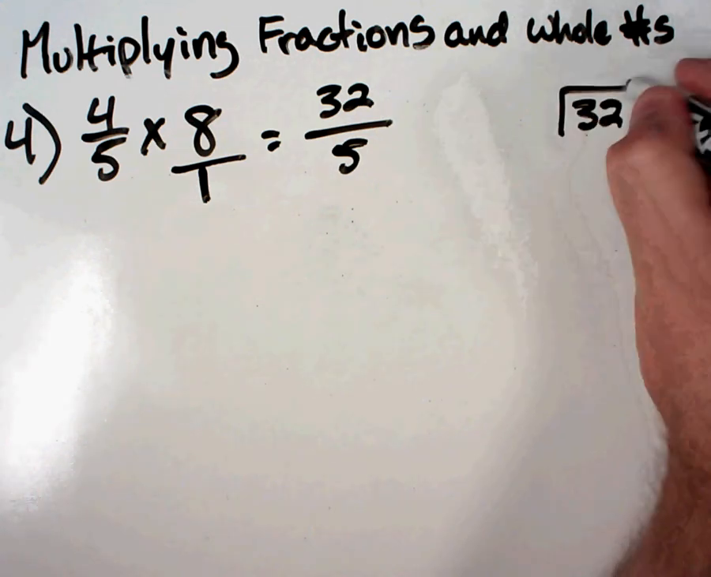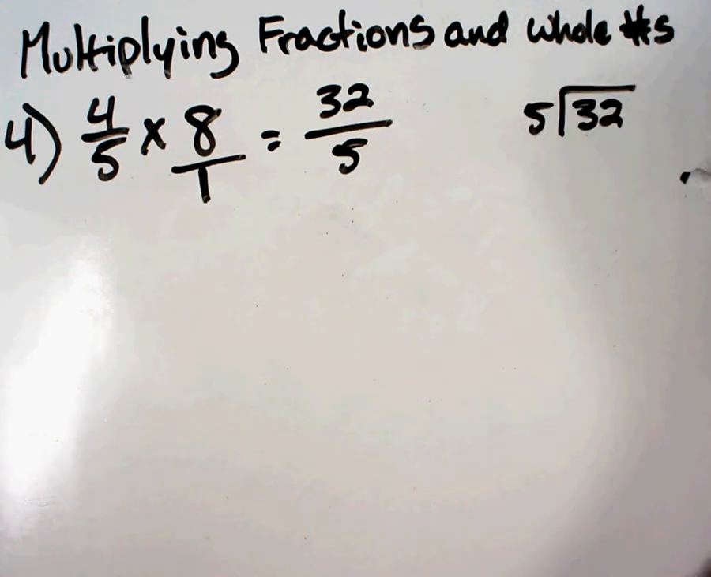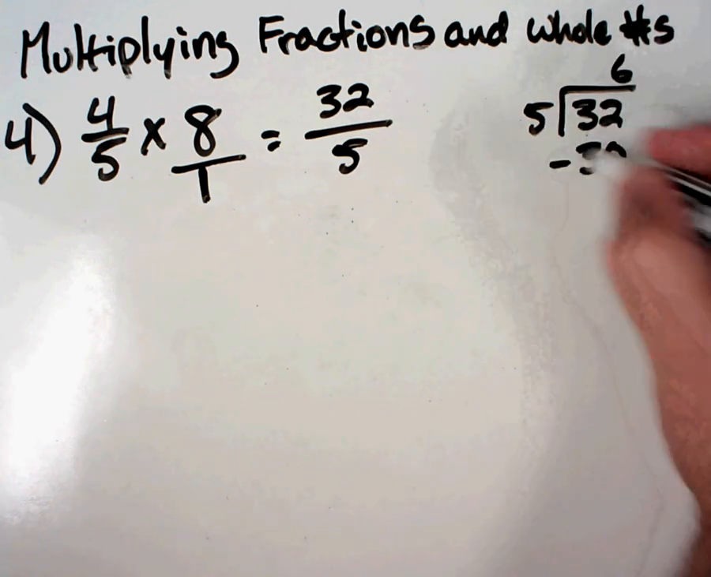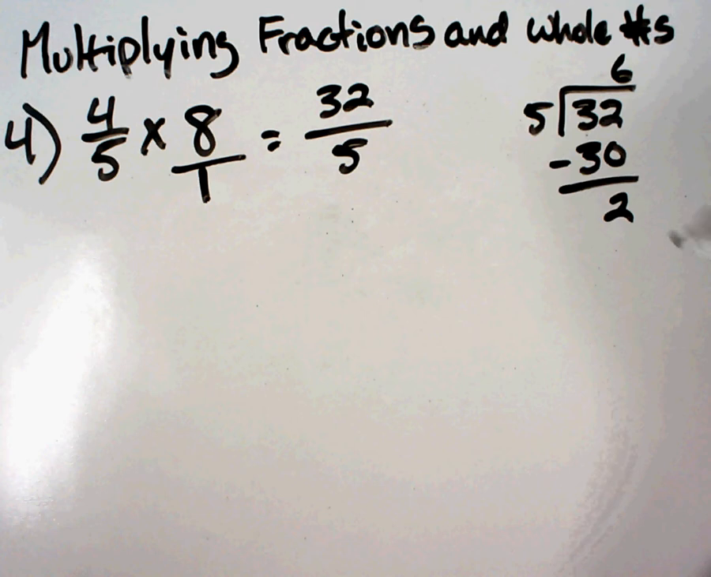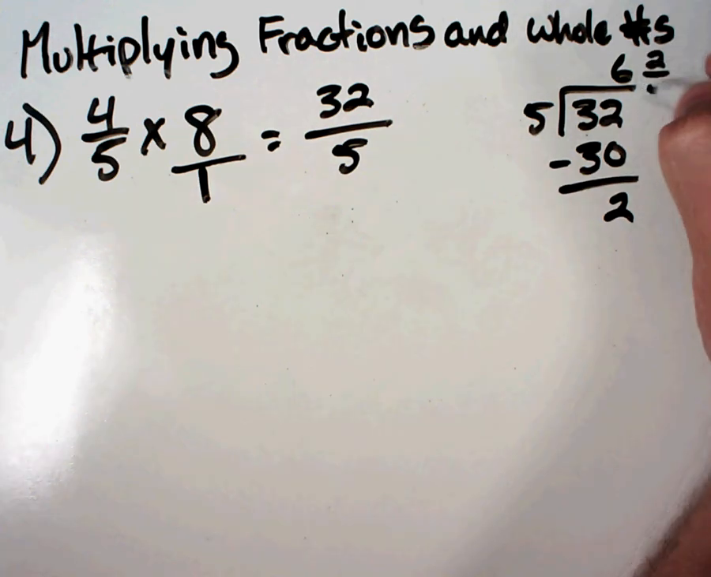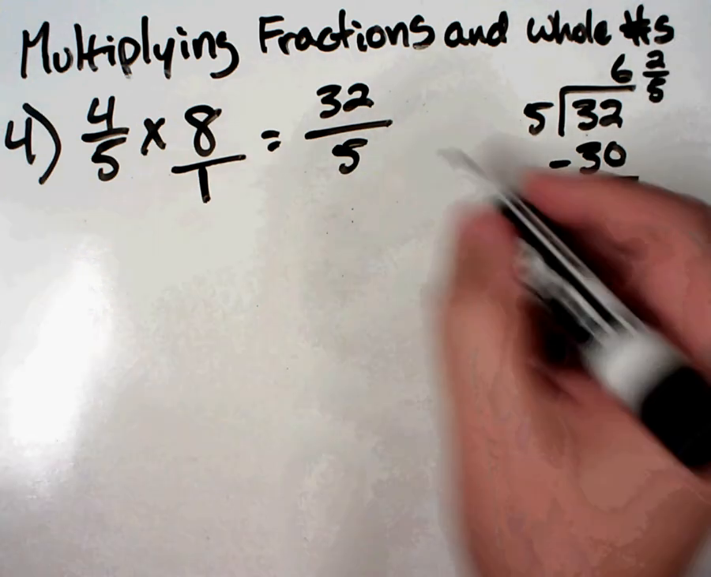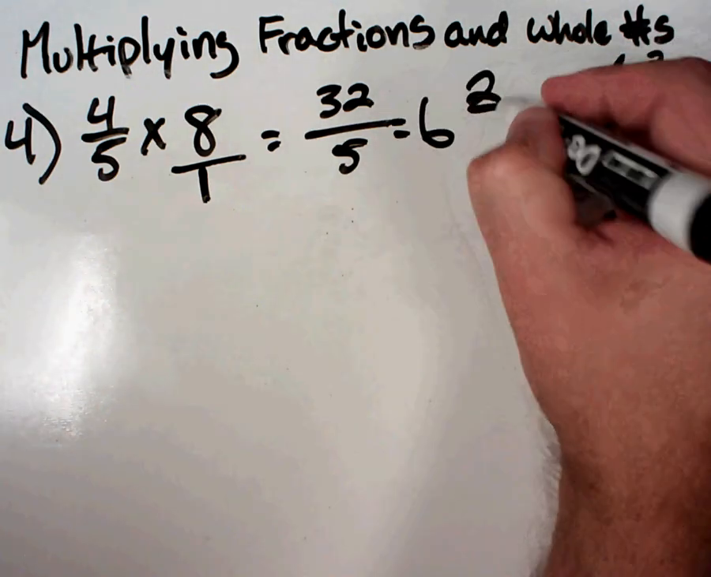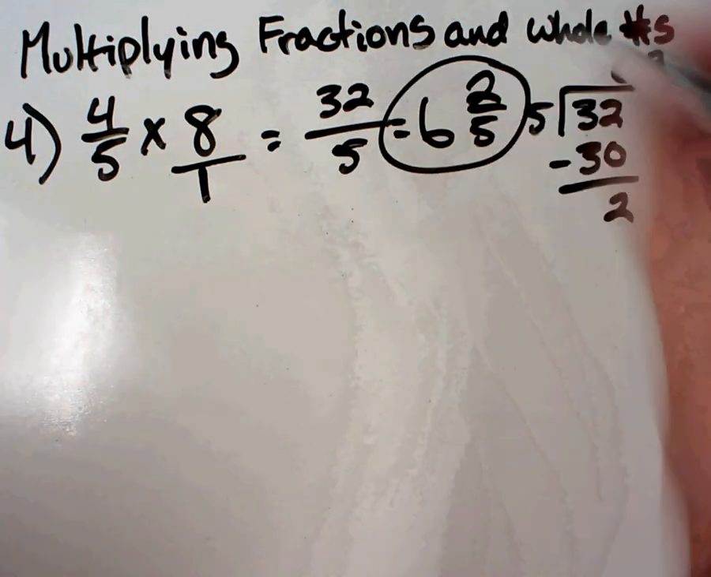So I'm going to divide 32 by 5. 5 goes into 32 6 times, with a remainder of 2. So my remainder fraction is 2/5. So my final answer is 6 2/5.